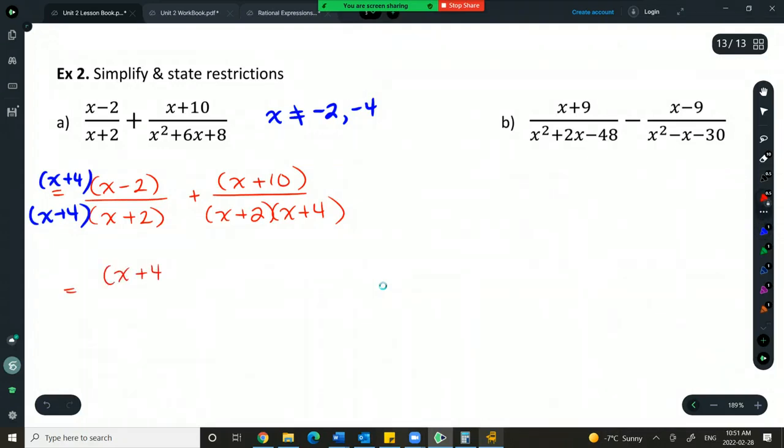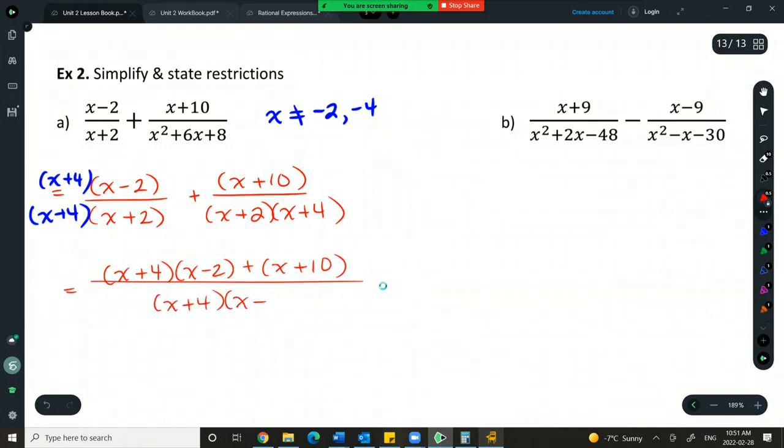Okay, so we're going to merge this together. You keep the denominator and just add your numerators together like so. So keep the denominator, put the numerators together. Okay, this is a little tricky. If the entire top has brackets that are all being multiplied together, I can cancel at this point.